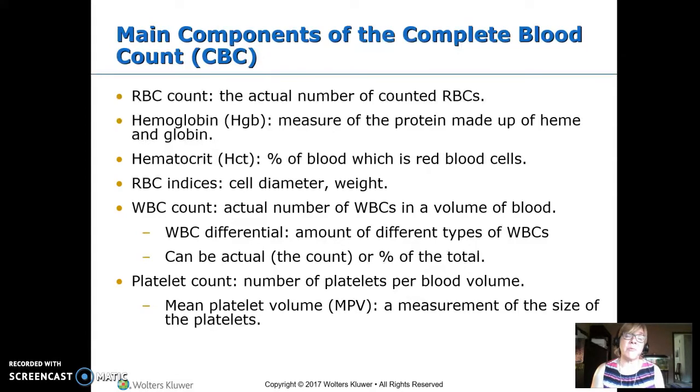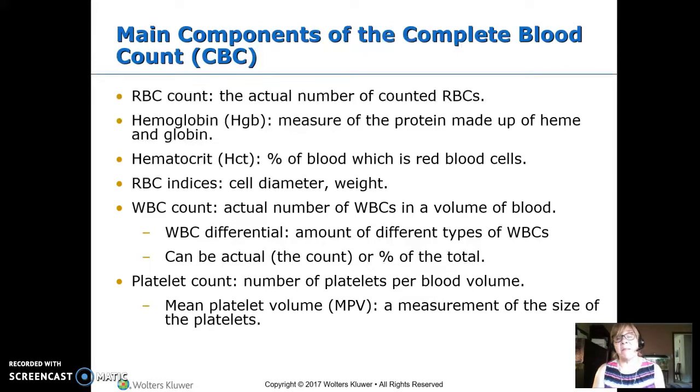Then we have those red blood cell indices that look at how big the cell is, how much the cell weighs, what percentage of the cell is hemoglobin. All of those things are really important only if you're looking at a chronic disease, because you start compensating by making the cells bigger, putting more hemoglobin on them. But in an acute infection, they don't mean much.